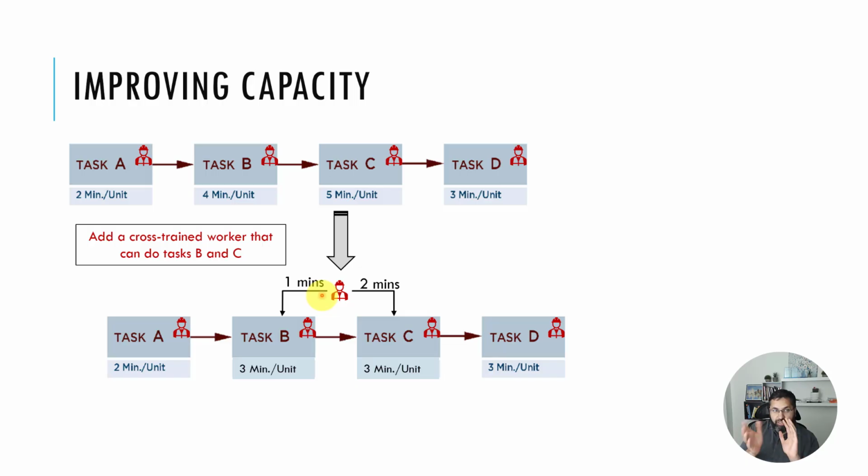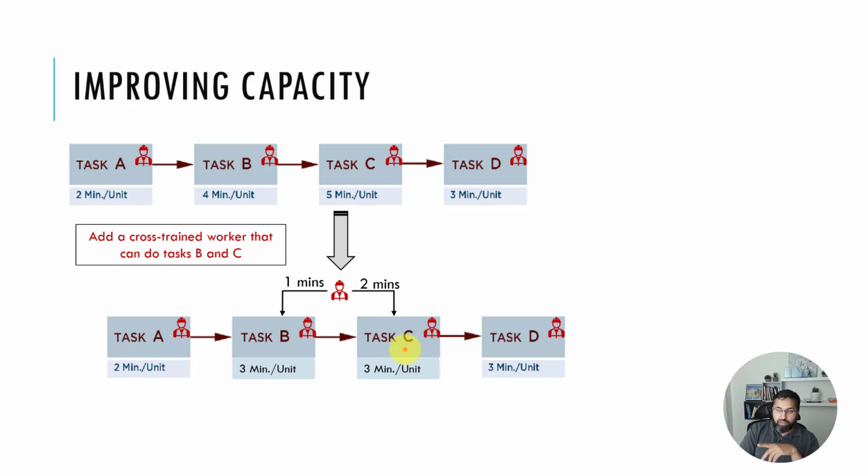Or if you can't split up the task as you want, you can't break it into micro tasks, then you just tell this worker, okay, for every 2 minutes you spend at task C, spend a minute at task B. Split your time in this ratio, because if you give 2 minutes to task C, it drops from 5 to 3. And then if you give 1 minute to B, it drops from 4 to 3. So you want to split your time in this ratio 2 to 1 so that both task B and C come down to 3 minutes per unit.